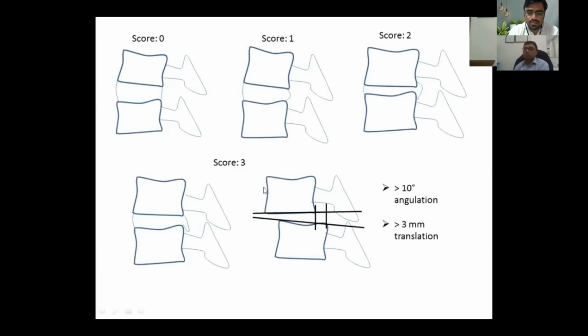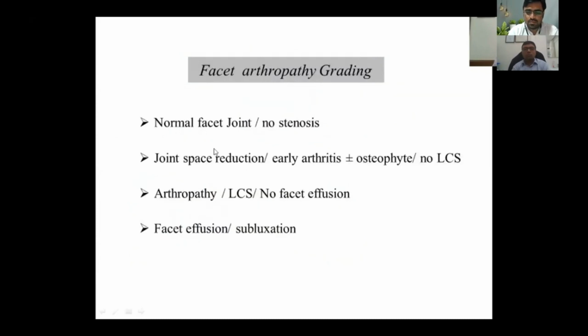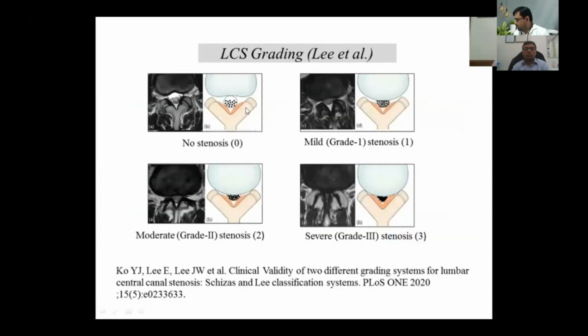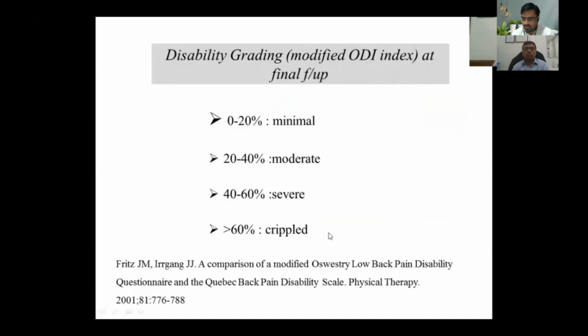This is how the scoring was done, from 0 to 3. The facet arthropathy was graded from normal facet, early arthritis, advanced arthritis with lateral recess stenosis, to facet effusion, and this is how the scoring was done, from 0 to 3. The lumbar canal stenosis was graded using the Lee et al. classification, from no stenosis to severe stenosis. The disability was graded using a modified ODI score.